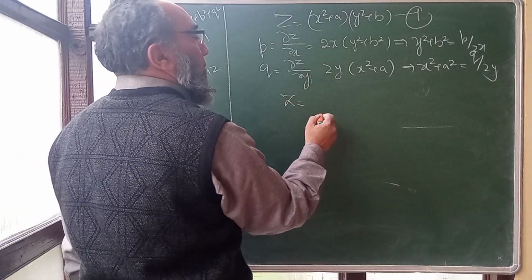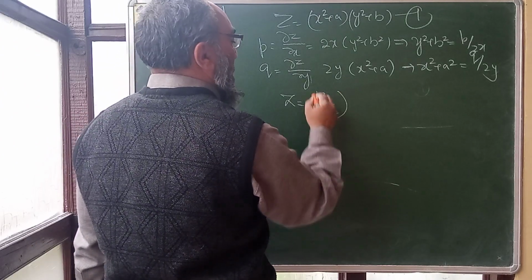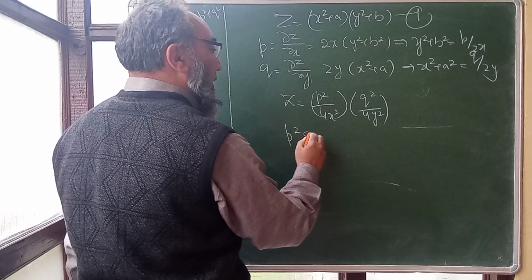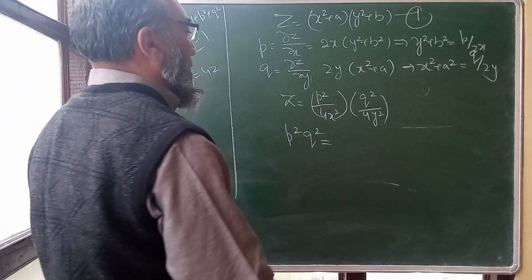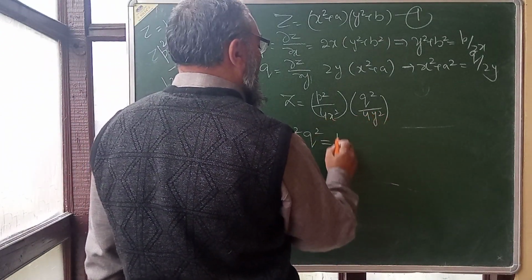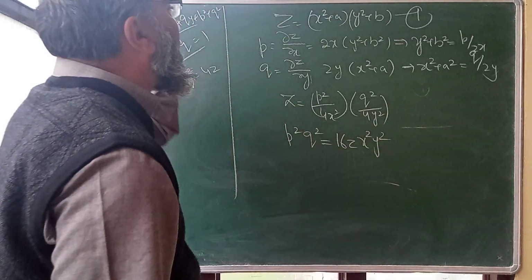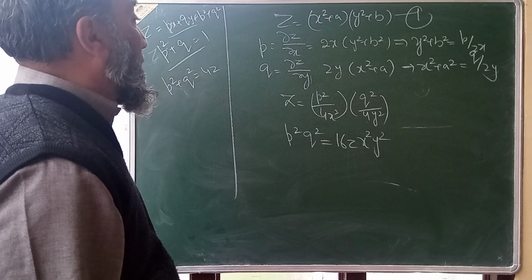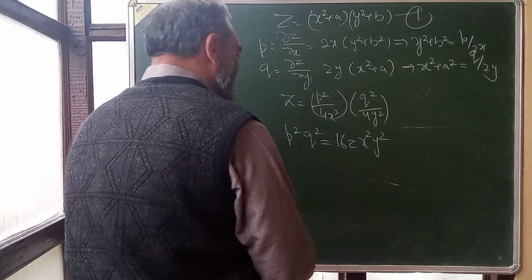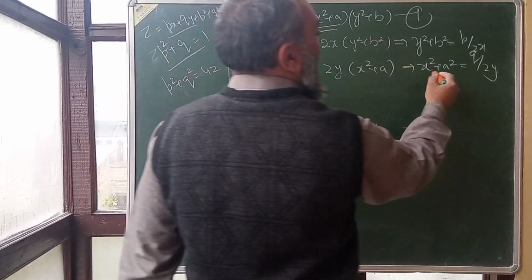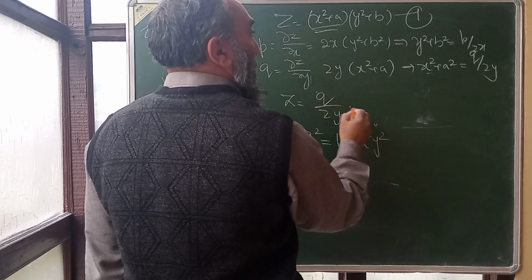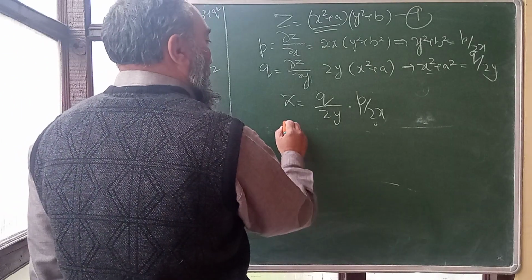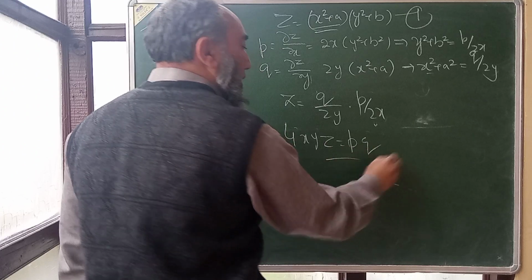So from 1 I have p square by 4x square into q square by 4y square. So p square into q square equal 16 z x square y square. Is it okay? Why have I written 4? You see, x square plus a is q by 2y, and this is p by 2x. So what I will get is that 4xyz equal pq, a non-linear partial differential equation.